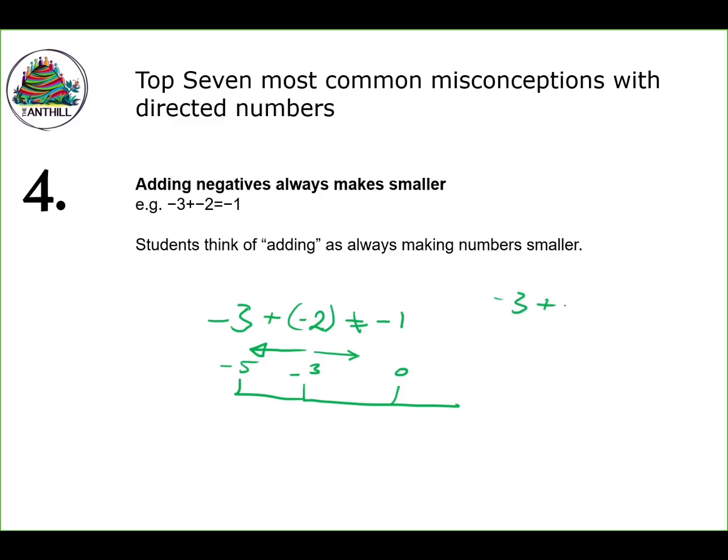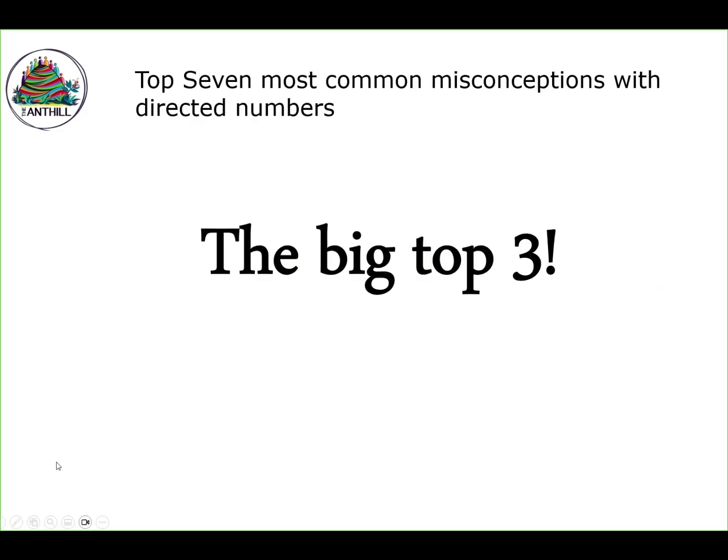So we'll just summarise that. That would end up being negative 5. There we go. Okay, let's see what's made it into the top 3.